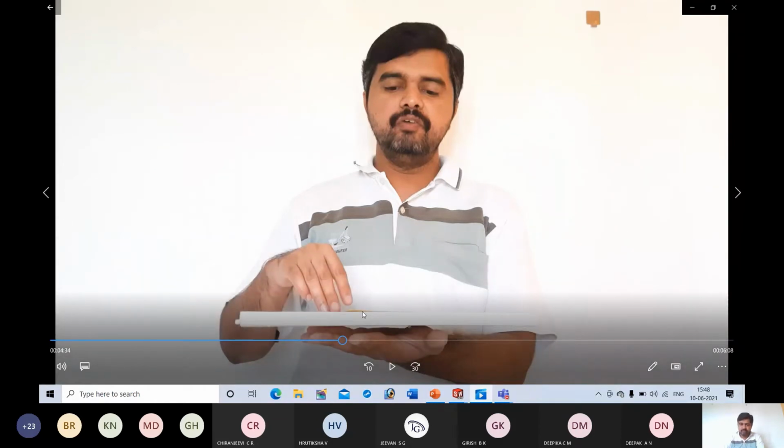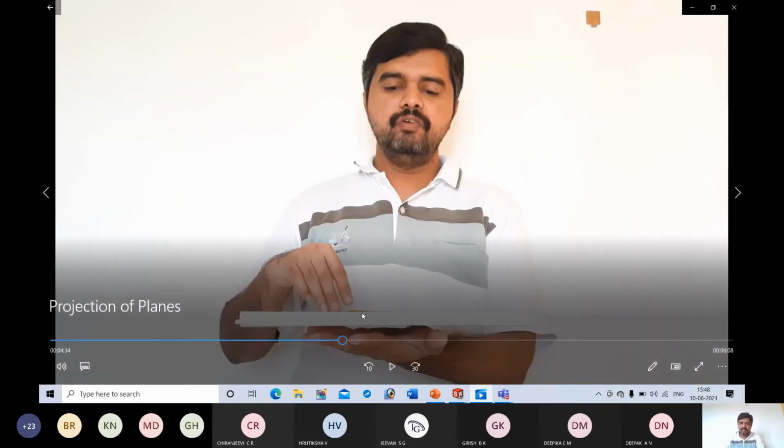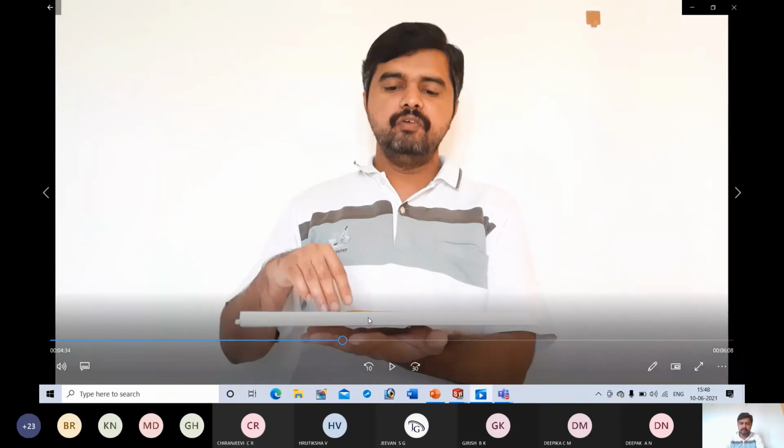Initially in every problem, this is common. If the plane lamina is resting on HP on one of its edges or sides, initially we will keep the complete lamina on HP so that it becomes parallel to HP. Why we are making it parallel to HP is we want to see its true shape. If the lamina is resting on HP, in which view are we able to see its true shape? In the top view.